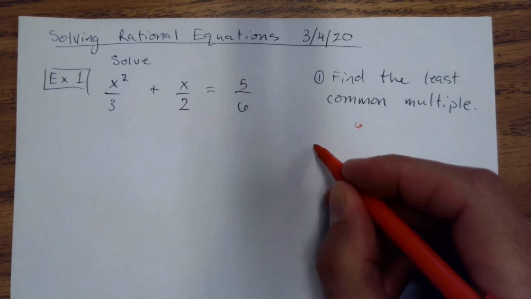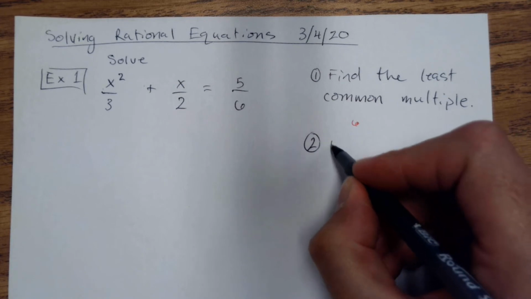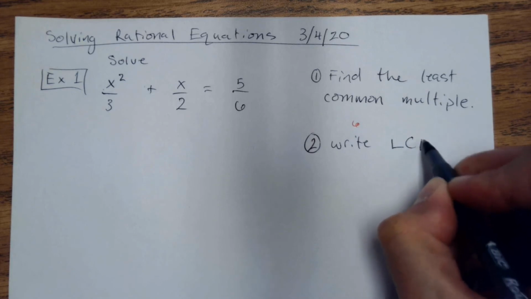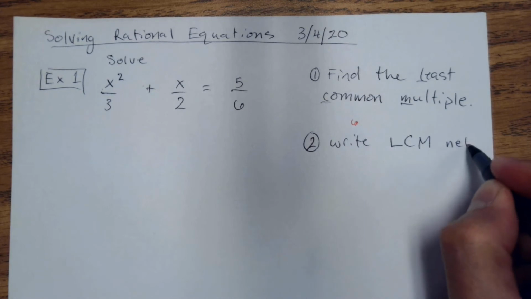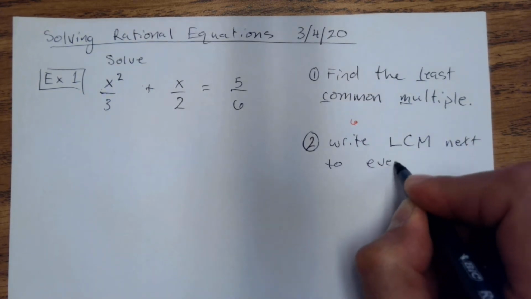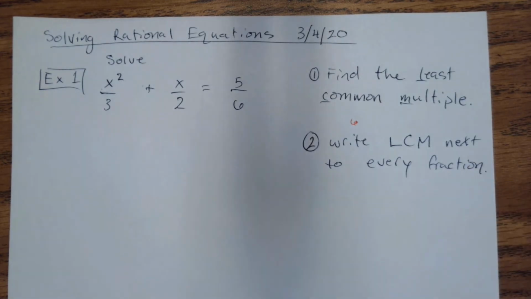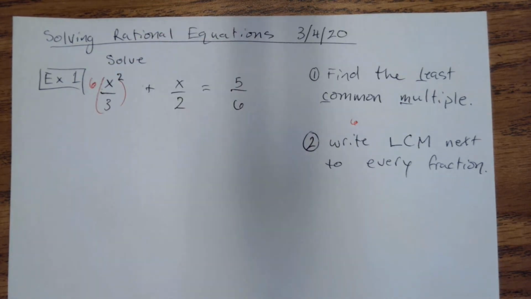The second thing is, I guess I'll keep this the same color. You multiply by the least common multiple. I hesitate to say multiply because really you're just writing it next to each fraction. So that's actually what I'm going to say. Write the least common multiple, LCM, next to every fraction. That's why I was saying to leave some room. So I'm going to put this in parentheses and write a 6 on top. It is on top.